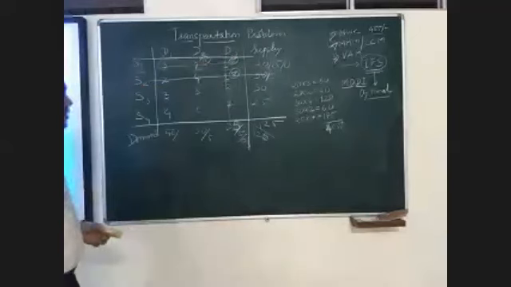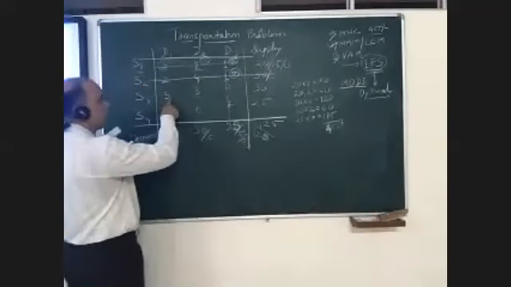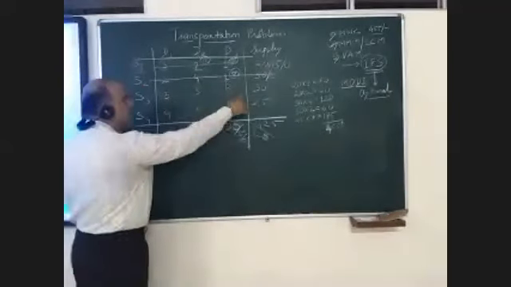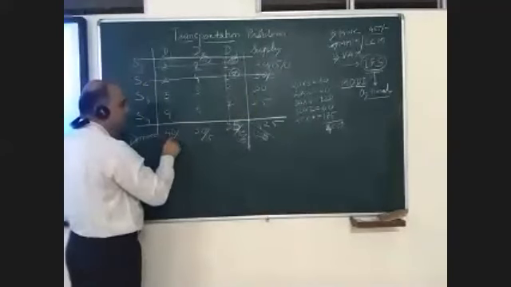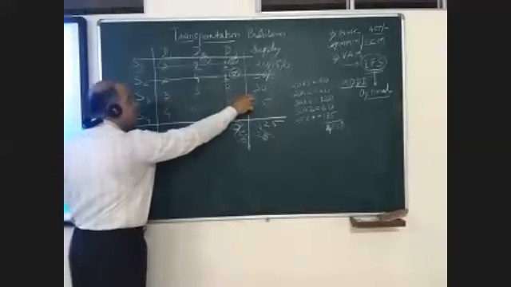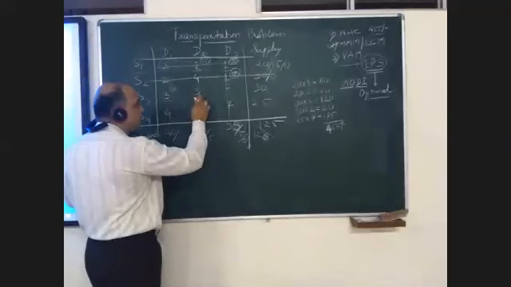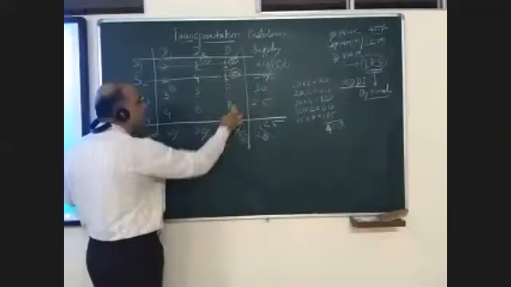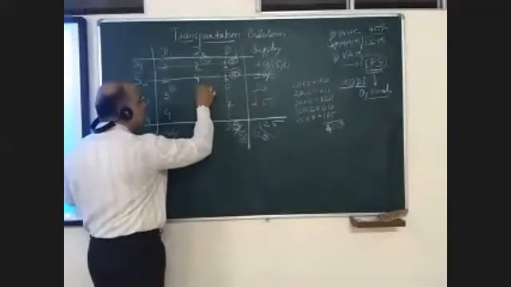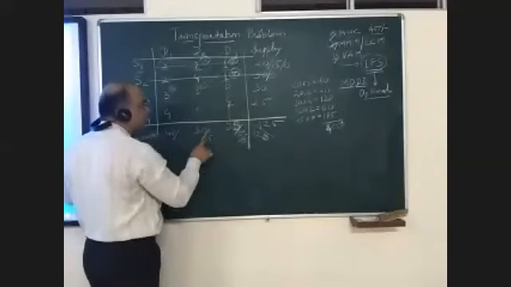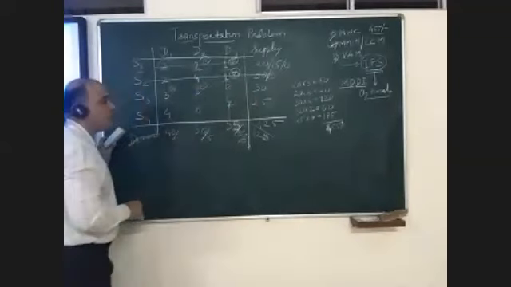Which 3 will you choose? If I choose this, how much can I allocate? To this 3, how much can I allocate? 30 units. Whereas if I want to allocate at this center, the demand is only 15 and we have 30 supplies. So I can supply 15 units here.